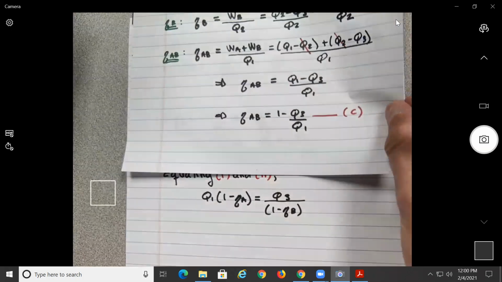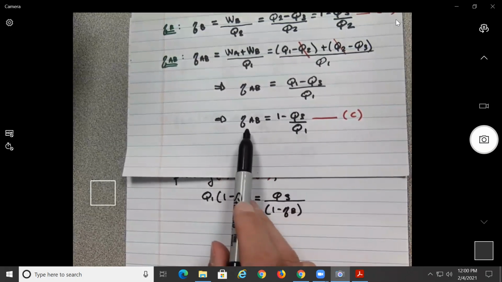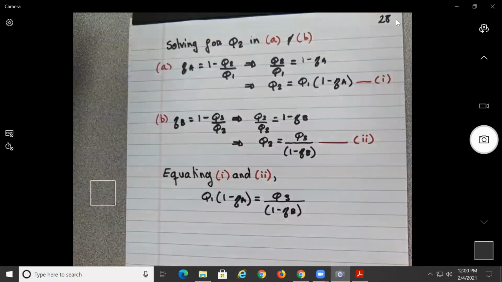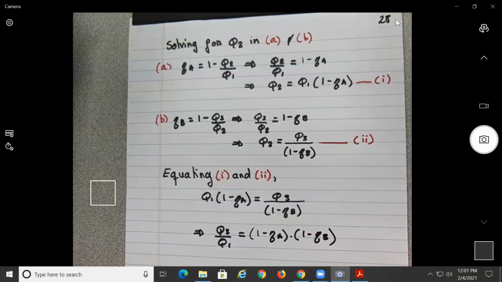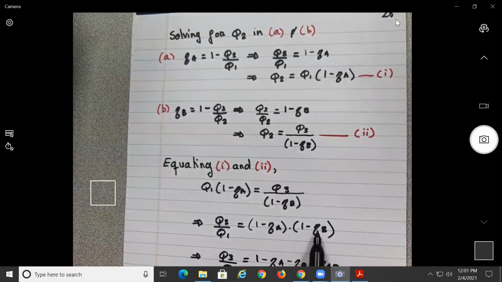Okay, what are we trying to find? Trying to find the ratio Q3 over Q1 so we can substitute into this equation. Okay, now from this one, we have that Q sub 3 over Q sub 1 will be equal to what? So I need to move this one there, will be 1 minus eta sub A times 1 minus eta sub B, which is equal to what? Equal to 1 minus eta sub A minus eta sub B plus eta A times eta B, if I develop this.